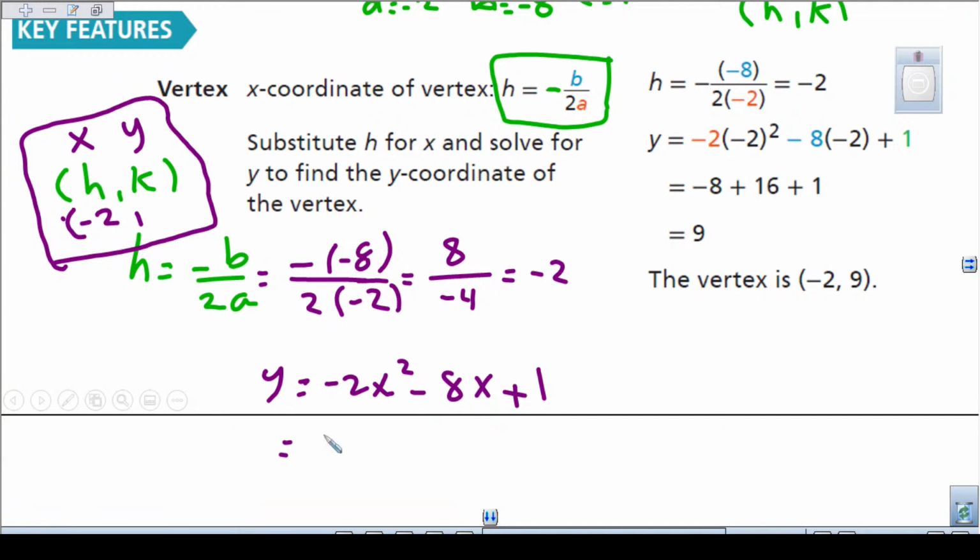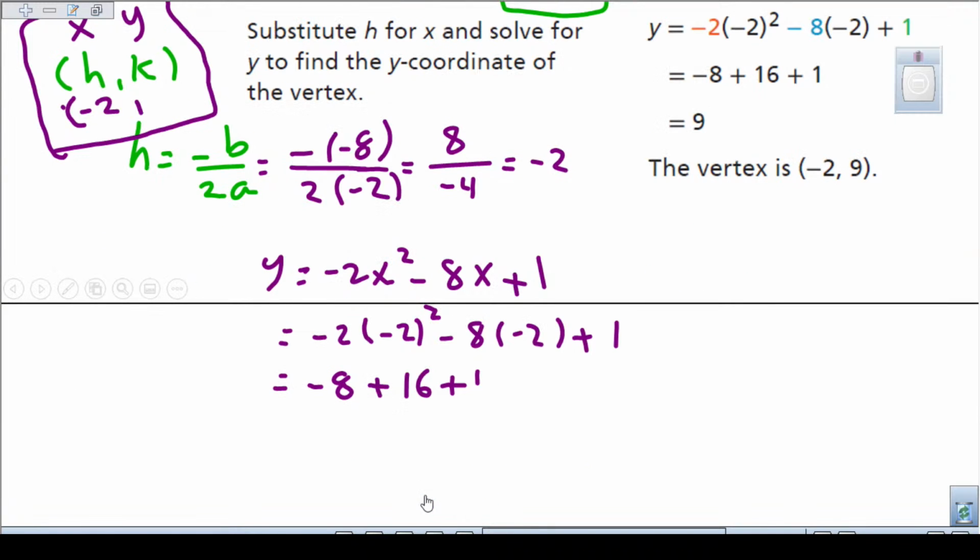So you're going to say -2 minus 2 squared minus 8, -2 plus 1. There's a square here. Which equals, I've got a 4, -2 times -2 is 4, times -2, that's -8. And then I got plus 16. Whoa, why'd you get plus 16? Well, negative times negative is positive. 8 times 2 is 16. Plus 1. So, this is 16 minus 8. Well, that's 8. 8 plus 1, well, that's 9.